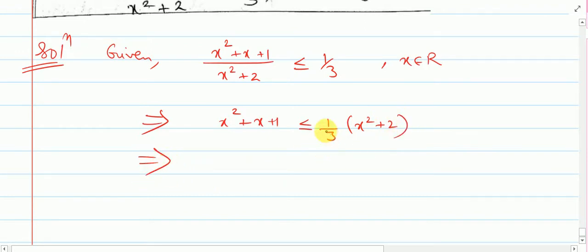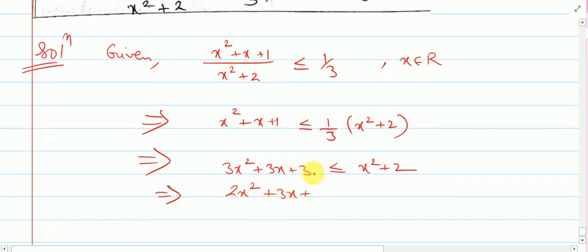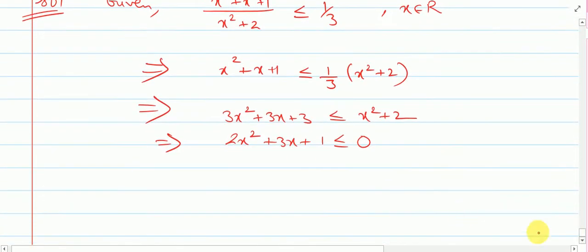and this 3 is a positive number, so you can multiply on the left. So we get 3x square plus 3x plus 3 less than equal to x square plus 2. Now the 3x square and this we can bring to the left with minus. And when you are adding or subtracting, the direction does not change. So here 3x square minus x square, you will get 2x square plus 3x, and 3 minus 2 you get 1, less than equal to 0.